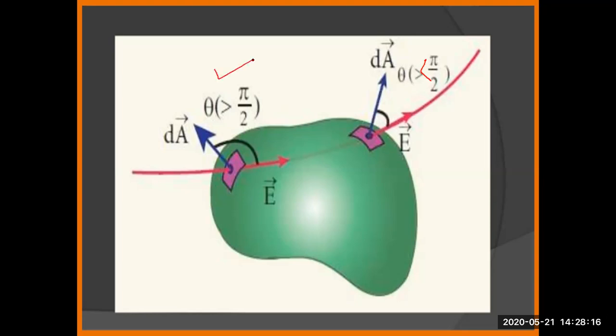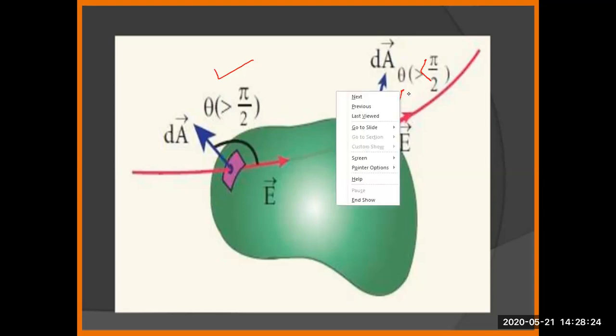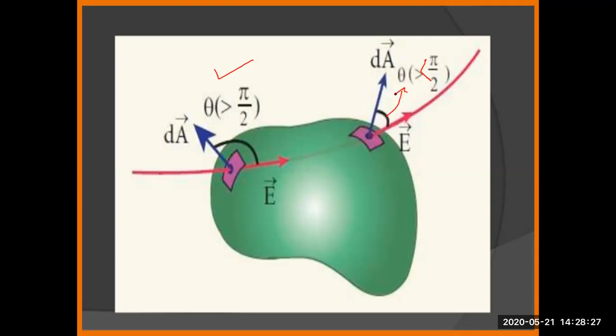So theta is less than pi by 2. Here we can see this theta is less than pi by 2, the 90 degrees, coming closer and closer. So in this way, we will have to make use of that formula.